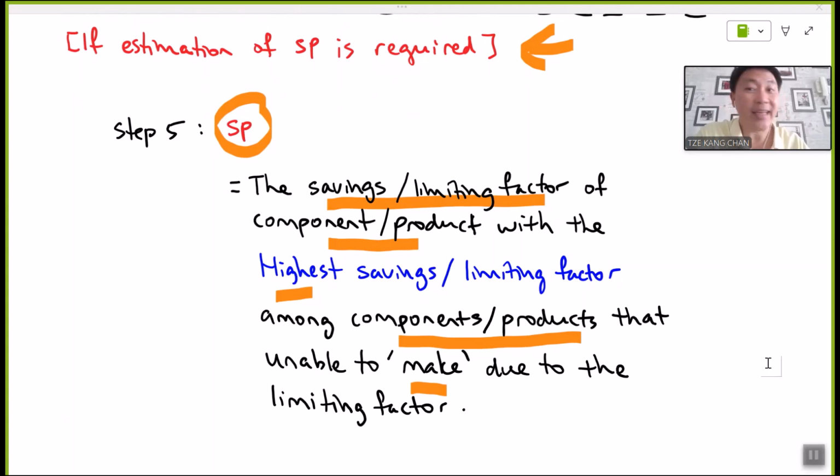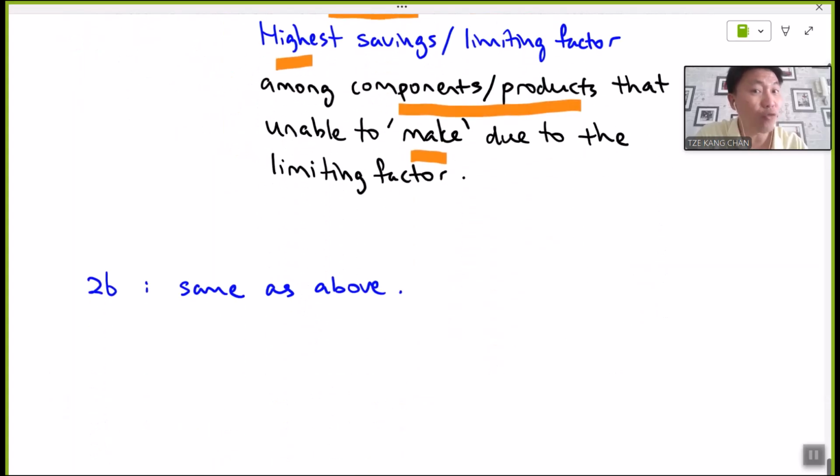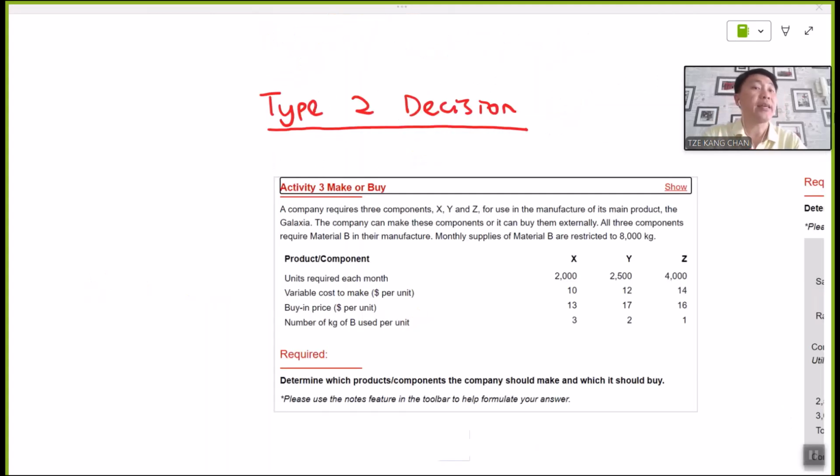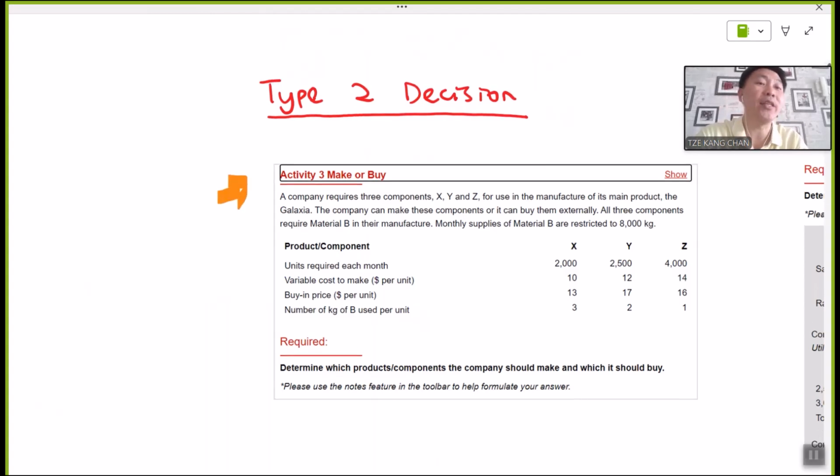Guys, before looking at the demonstration, it is worth taking note. Once the shadow price is derived, the purpose of knowing the shadow price is still the same as above. It allows businesses to estimate the maximum price that is worth paying to obtain such limiting factors. Here comes the last type of exercise and demonstration for type 2 decision. Spend some time, pause the video, and give these questions a try before listening to the rest of the video.